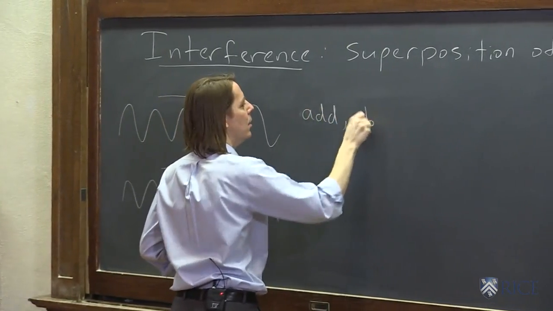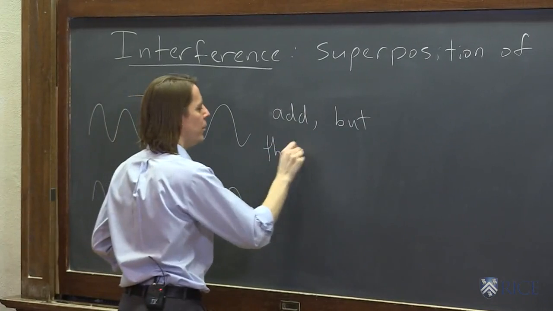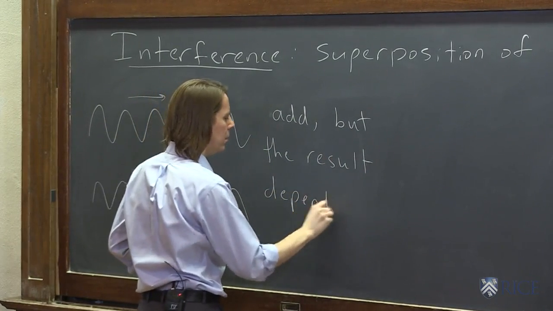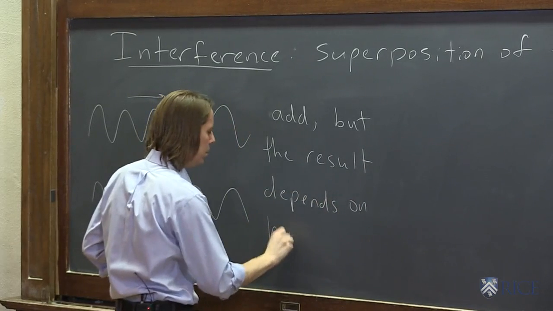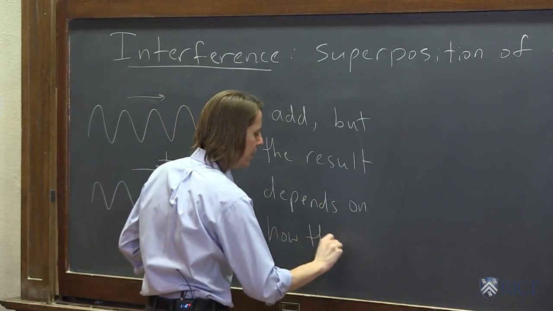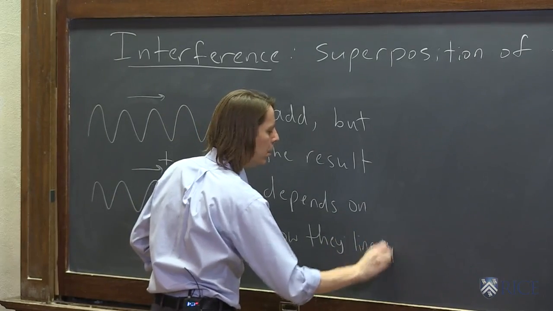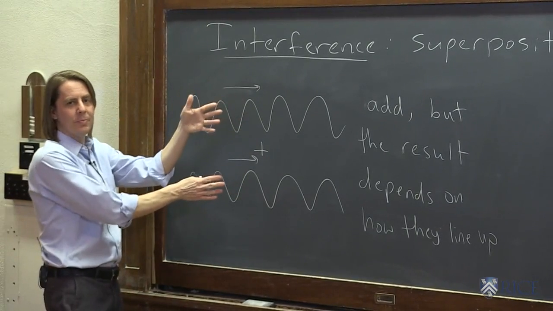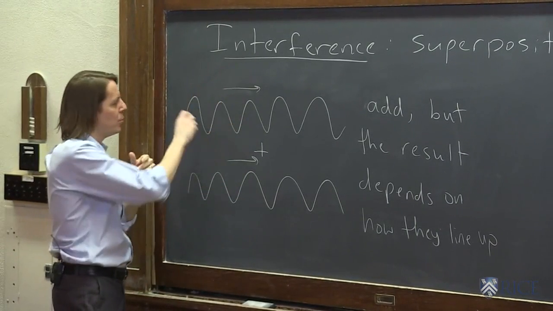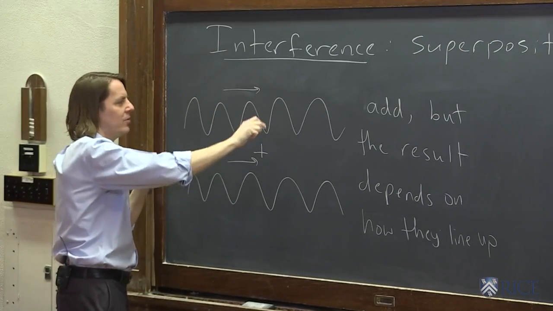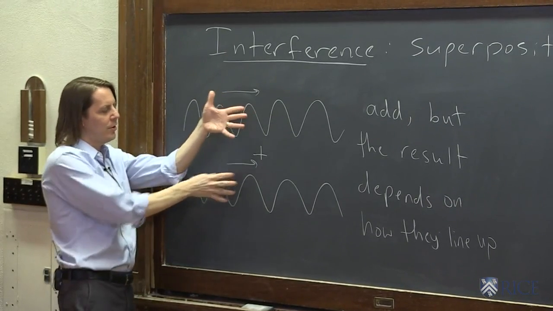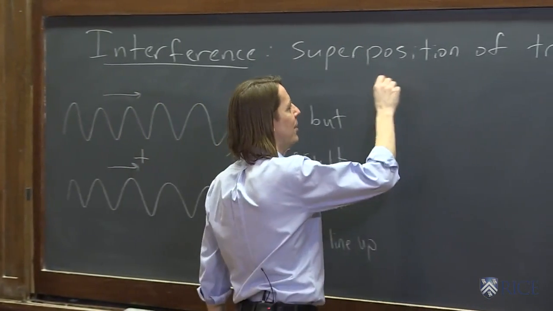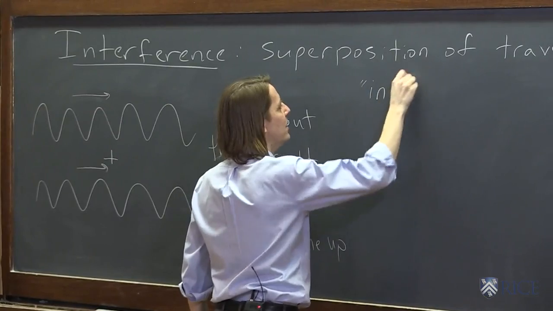Add, but the result depends on how they line up. If you think about it, where is this one relative to this one? That's called the phase of the wave. Where you are within the sinusoid, where you are within the oscillation, is the phase. So where one is relative to where the other is will affect how they add. So one way to think about it is if they are what we call in phase.